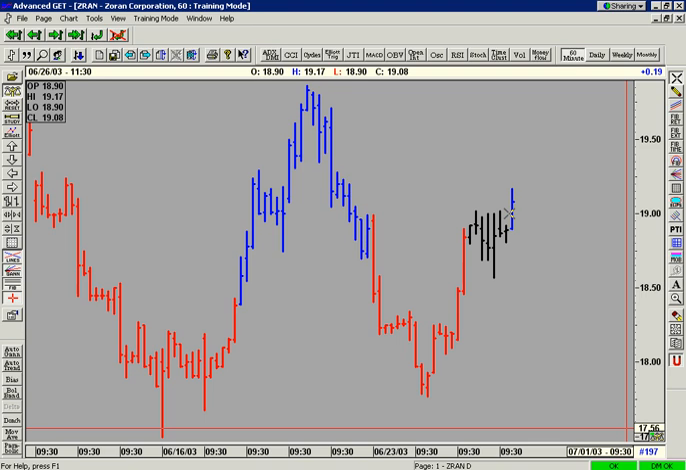Your screen there, the red and blue and black bars.